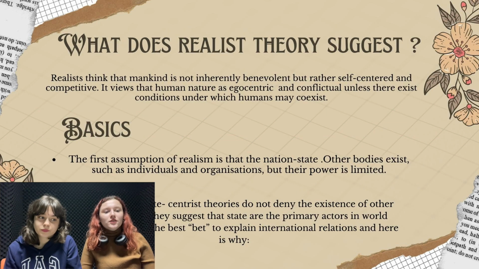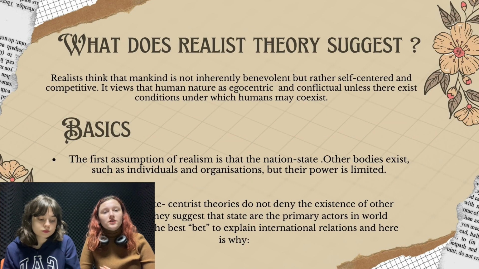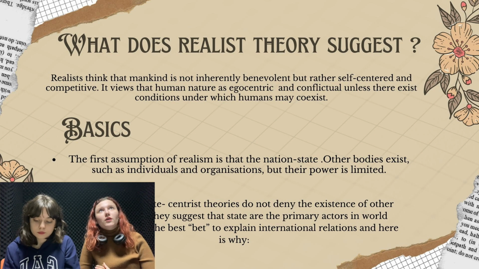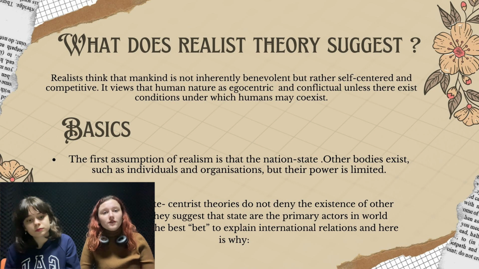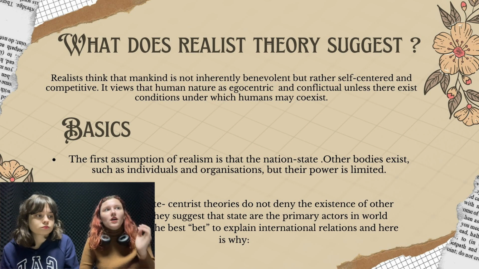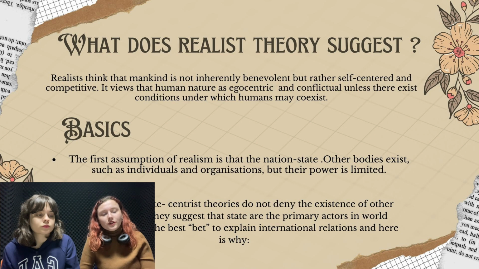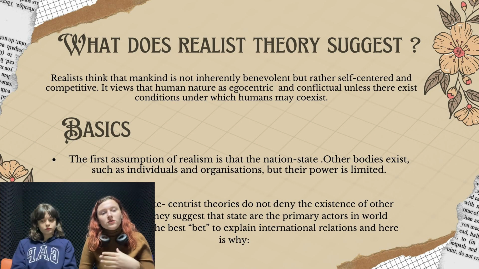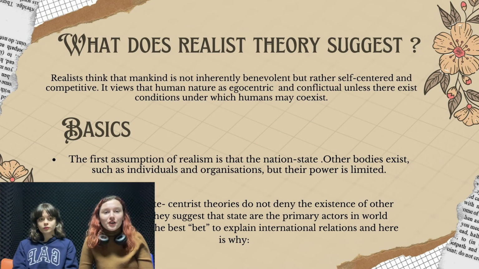Yeah. So what does realist theory really suggest? It suggests that humankind is egoistic, selfish, self-centric and competitive, which leads to conflicts amongst them all. States are basically rooted in this human nature, which we're going to be talking about. So states are competitive, and there are conflicts between states, and these are inevitable.